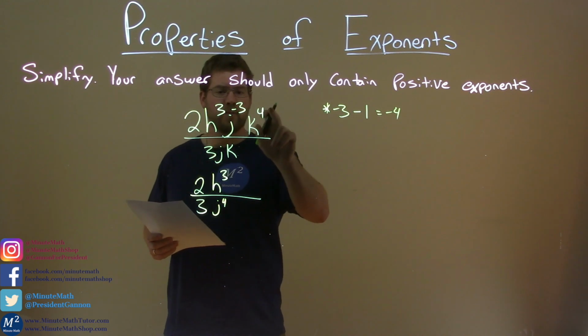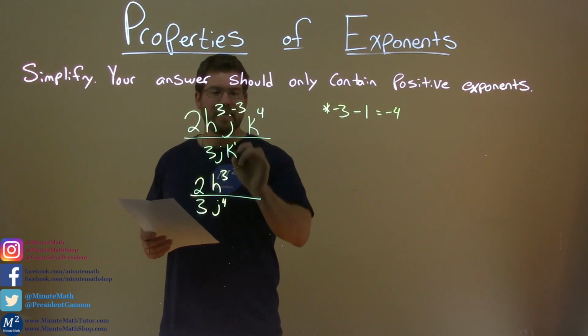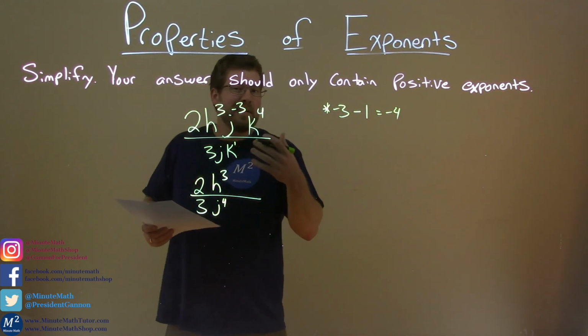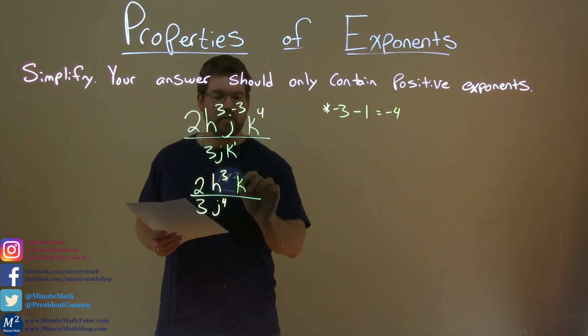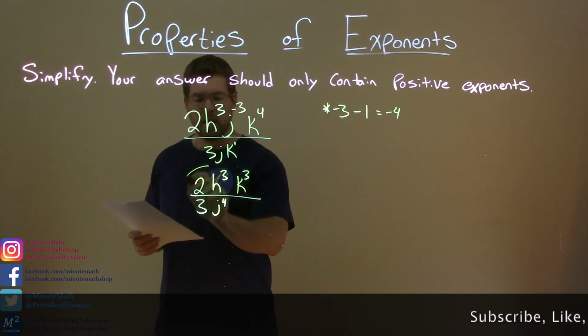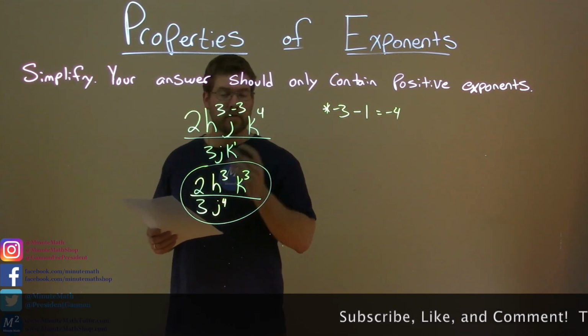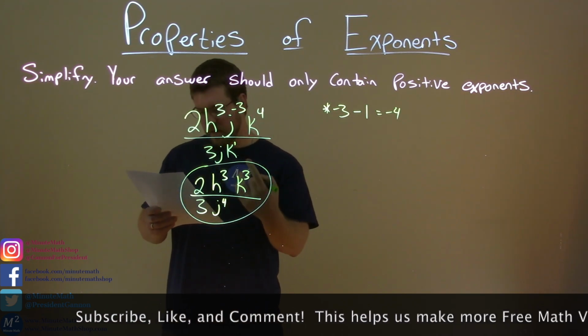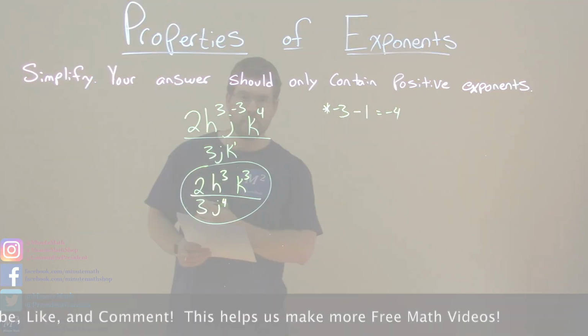Lastly, k to the fourth over k. That's like k to the first power, right? We subtract the exponents. 4 minus 1 is 3. So we have k to the third power in the numerator, but now we're done. Nothing else that we can combine. So our final answer is 2h to the third, k to the third, over 3j to the fourth power.